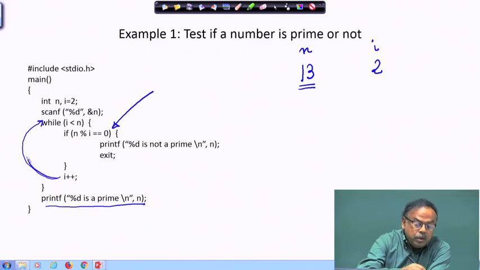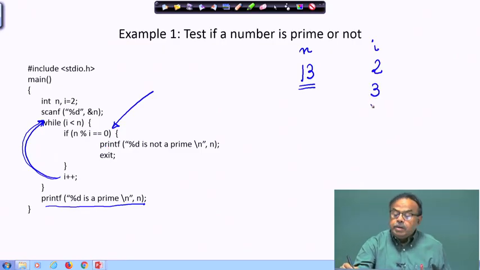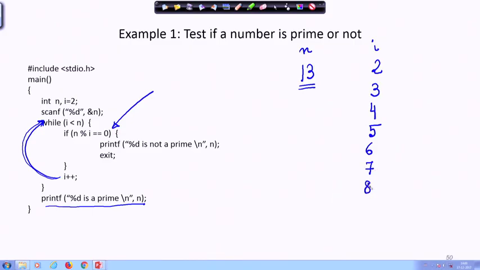So, how many times do I have to do this? Let us see. I am starting with 2, checking once, then incrementing and making it 3, then 4, then testing with 5, 6, 7, 8, 9, 10, 11, 12. So, how many times did I check it? 1, 2, 3, 4, 5, 6, 7, 8, 9, 10, 11 times. I had checked it 11 times.